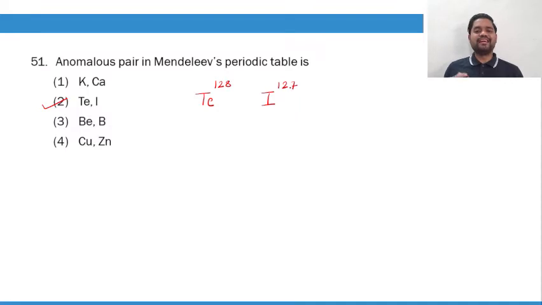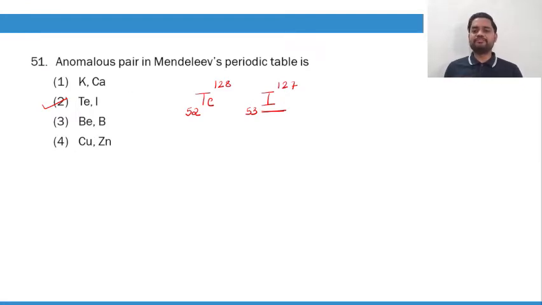But still, in Mendeleev periodic table, iodine was placed after tellurium, whereas Mendeleev periodic table was arranged in the increasing order of their atomic weight. According to that, iodine should be placed first and then tellurium, but it was vice versa. Tellurium was placed first, then iodine. And this ambiguity was removed by atomic number, which says that it is 52 and the atomic number of iodine is 53. So please make a note of it.